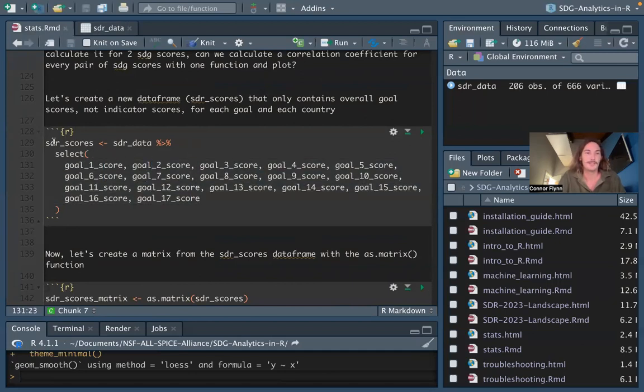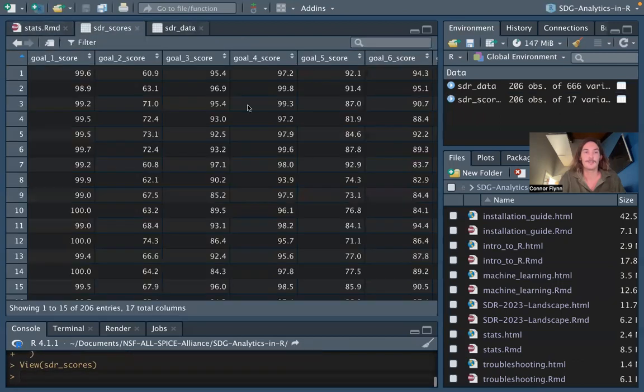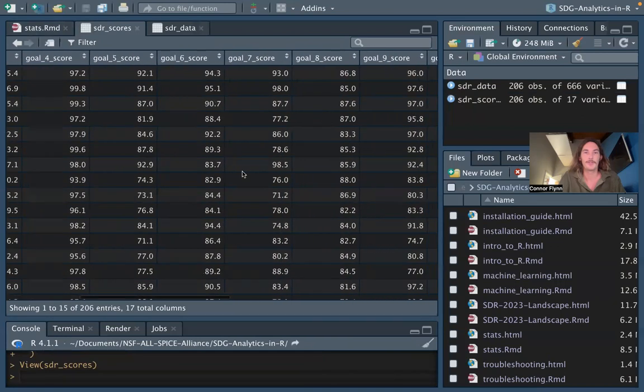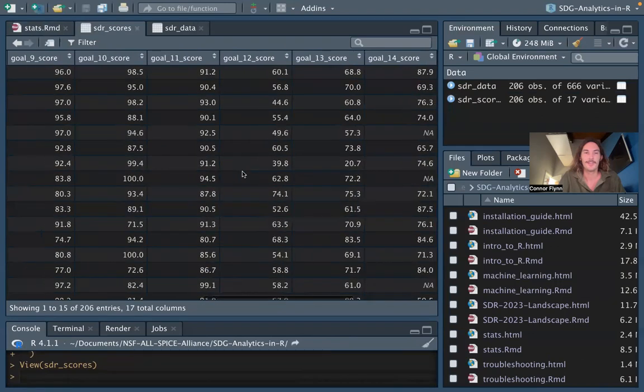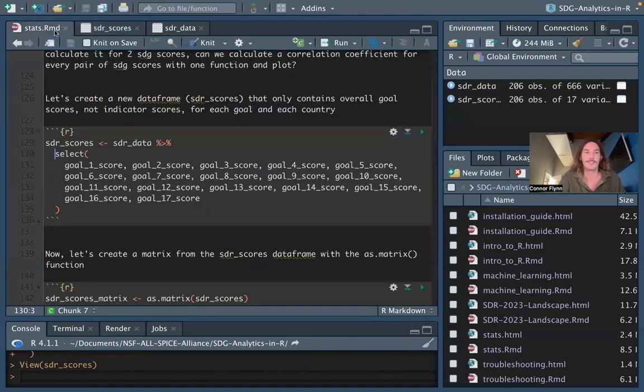So we use our pipe function. We're creating a new data frame, SDR scores, from SDR data, and we select only the columns we're interested in. So when we run this code, our SDR scores data frame looks like this. Just the goal scores. So we have 17 columns and 206 rows still. We didn't get rid of any rows. We just selected the columns that we're interested in.